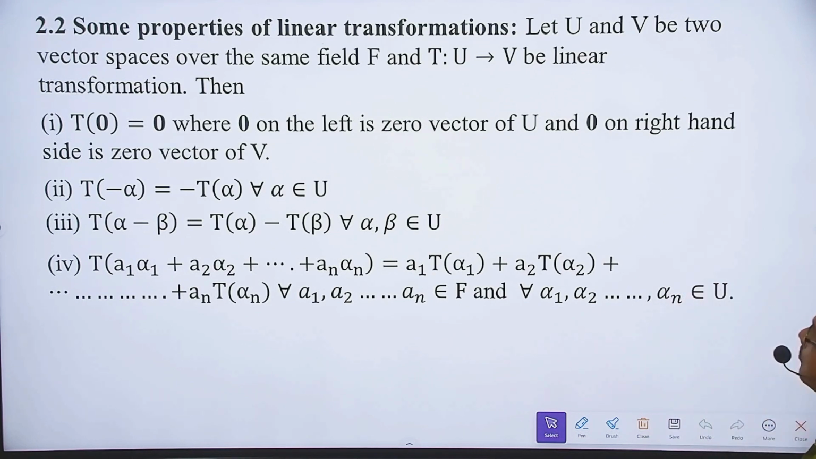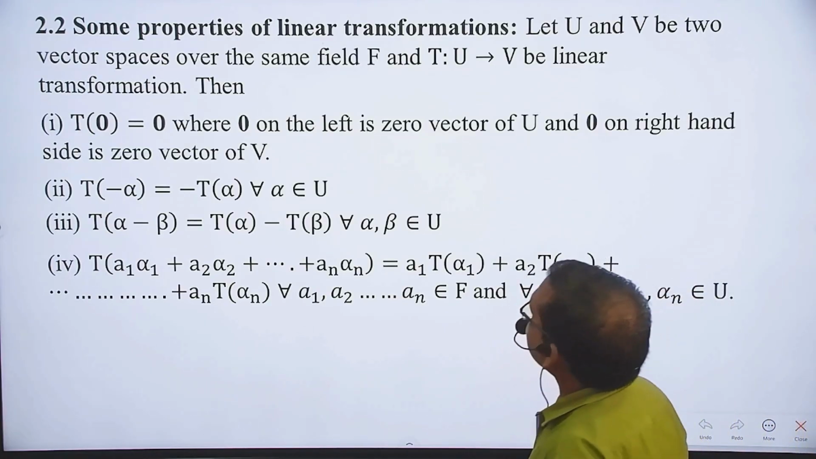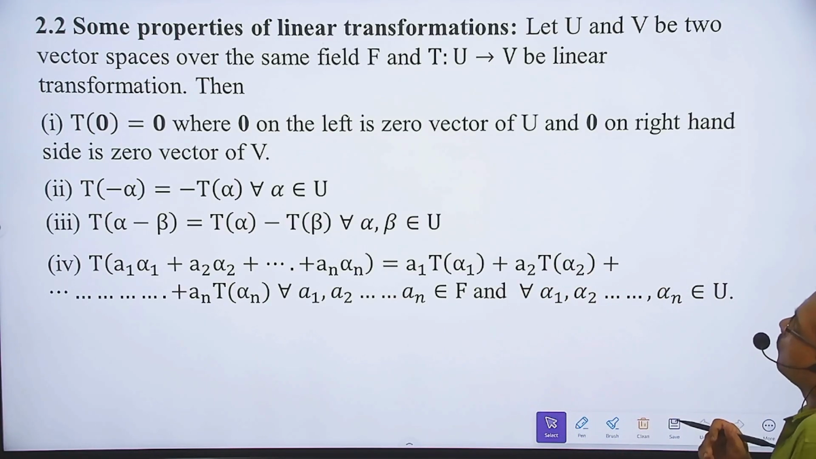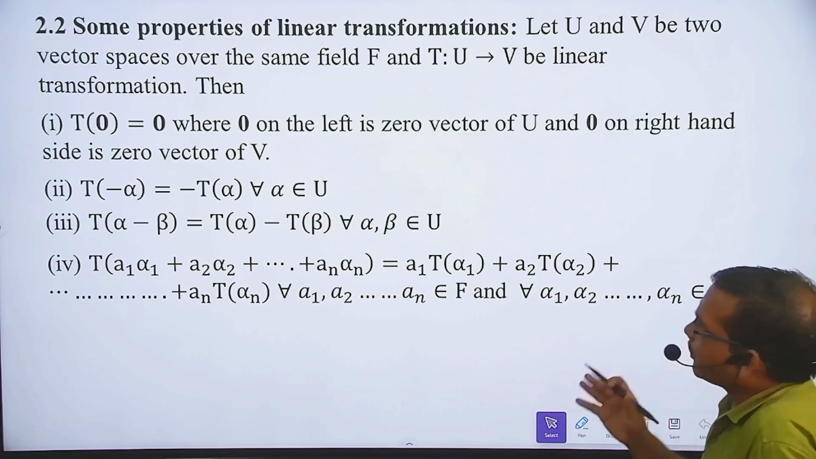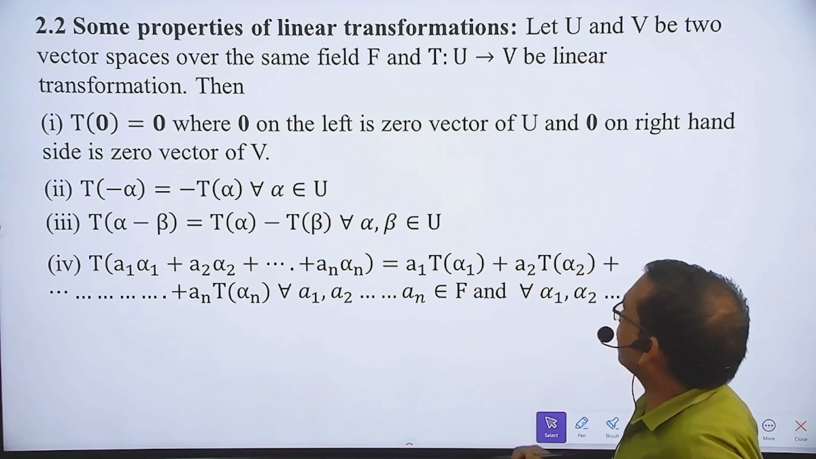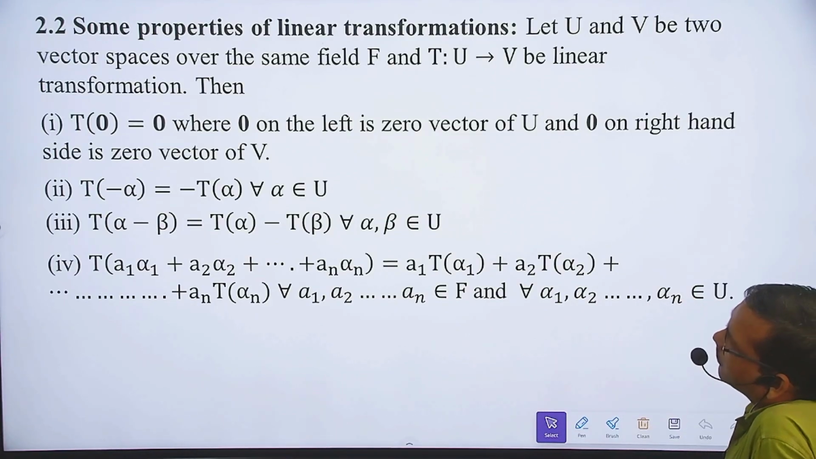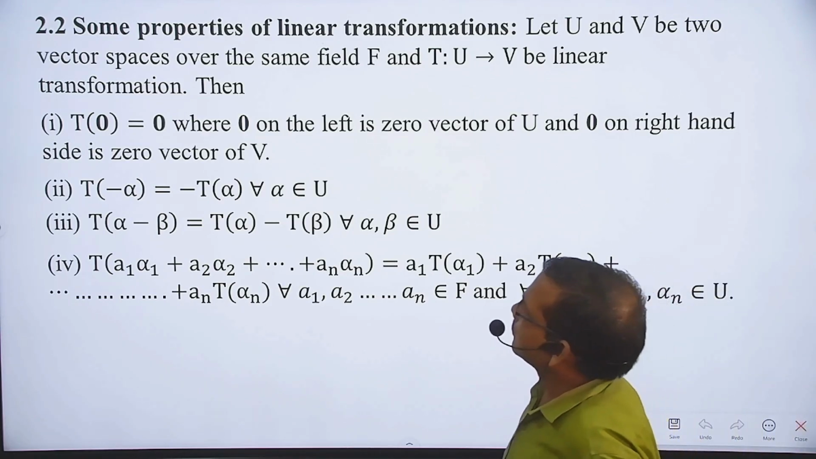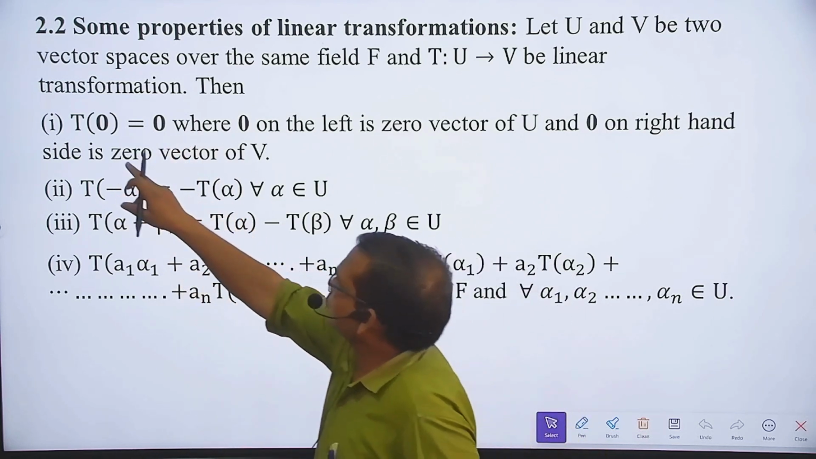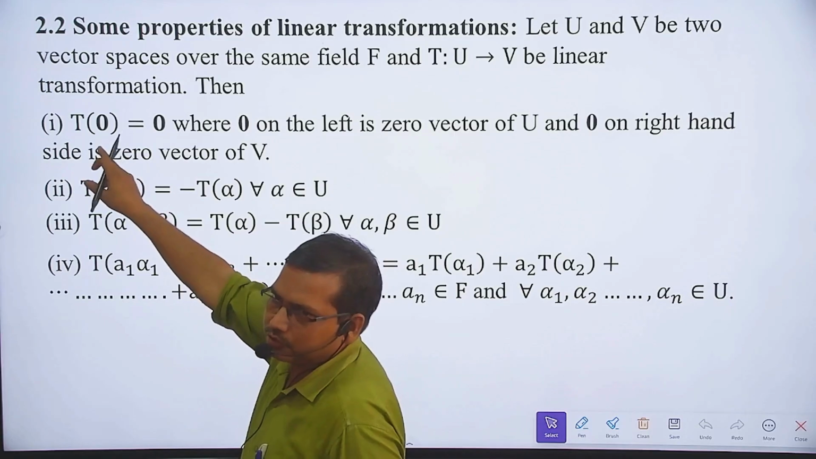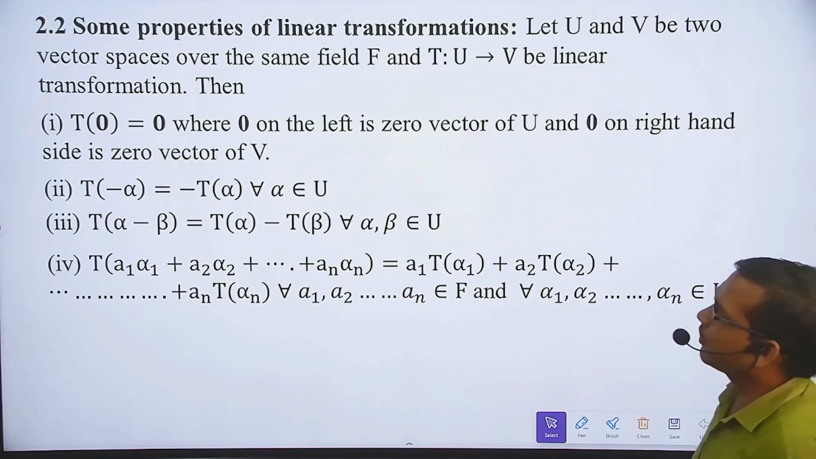Some properties of linear transformation. Let U and V be two vector spaces, where U is taken as the domain and V is the codomain. Take a transformation T from U to V, where U and V are vector spaces over the field F. Then in this case, this transformation maps 0 to 0. Here on the left hand side, this 0 is the zero vector from the domain.